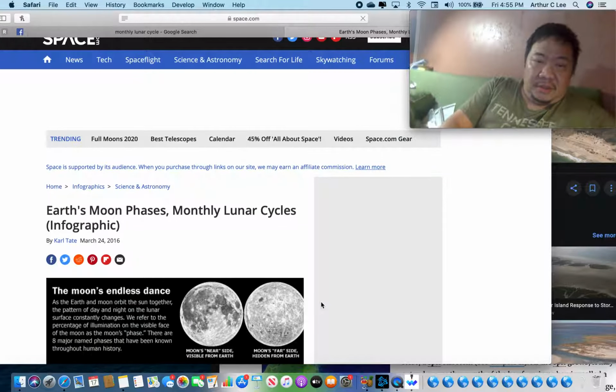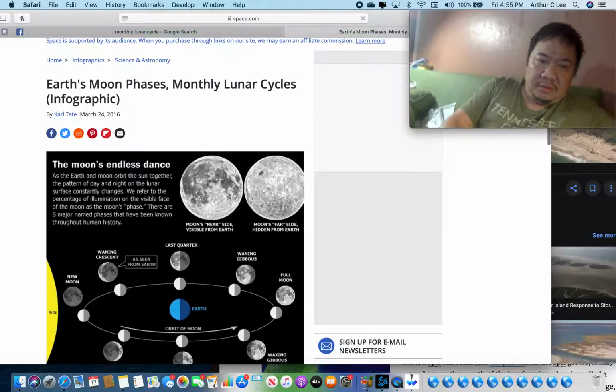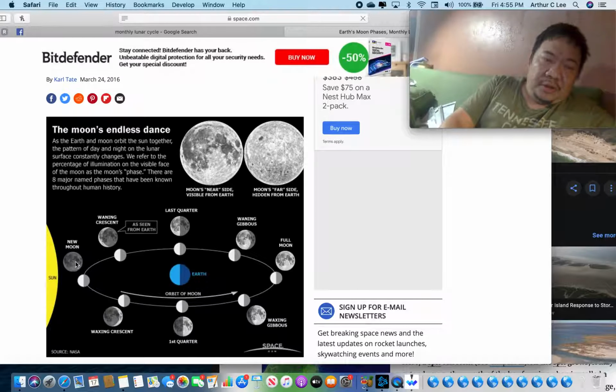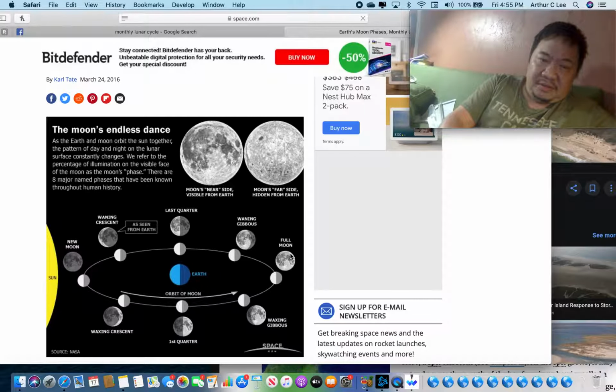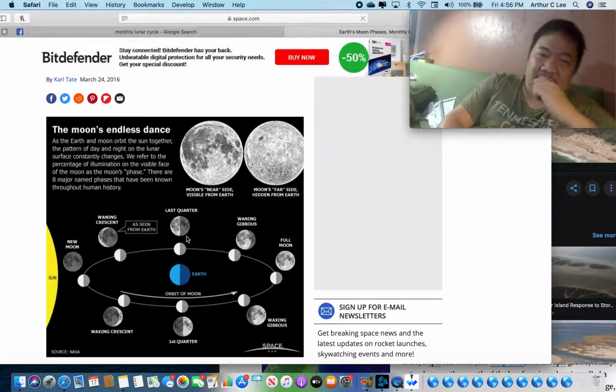Here you can see how this monthly cycle works. This is a new moon every 29 days and a full moon every 29 days. You get a first quarter moon every 29 days, which means half the moon is dark and half the moon is light. And you get a last quarter moon every 29 days, where the other side of the moon becomes visible and the other side is dark.